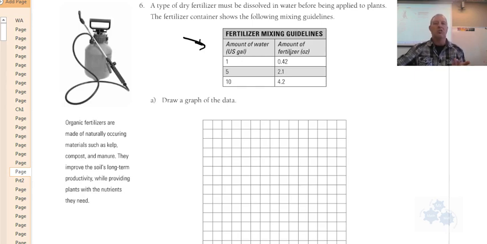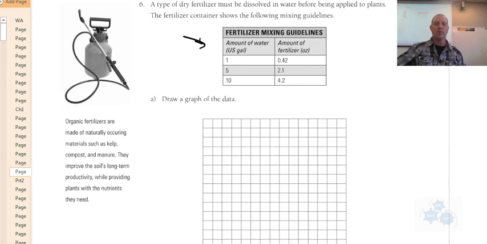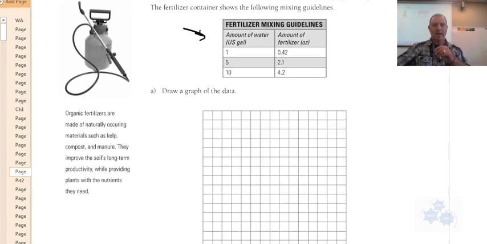We use liters a lot, or milliliters maybe. But these are the units that they give us here. So 1 gallon is 0.42, 5 is 2.1, and 10 is 4.2. So it says draw a graph of this data here. So let's check to see if this is linear. We're going to plot these points, and we're going to check to see.